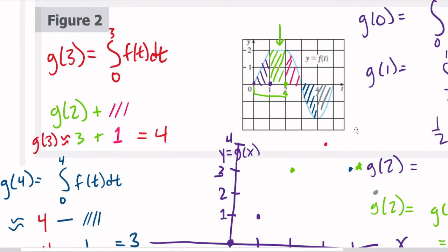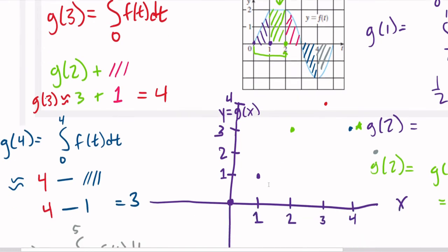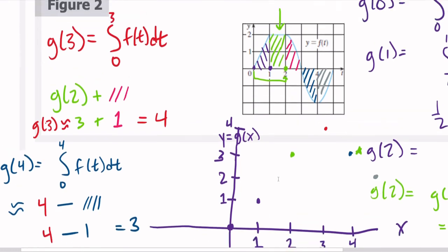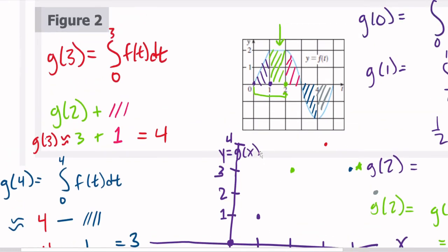All right, so some of the connections we should make here. Remember, this is a graph of the derivative. This is a graph of the function. So a couple things we got to remember from Calc 1. When the value of the derivative is positive, see how this whole blue is above the axis? That's positive. What does that mean? That means that the function's increasing.